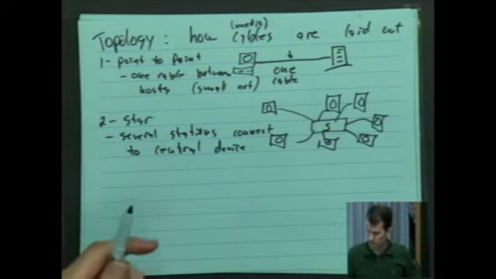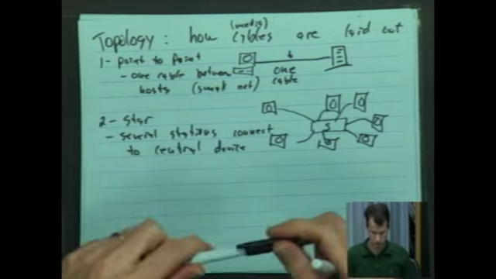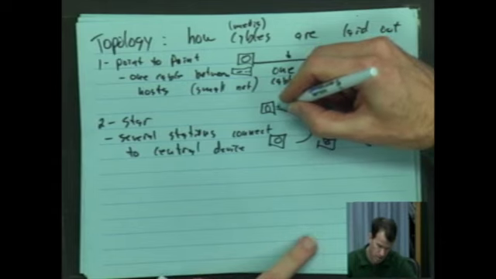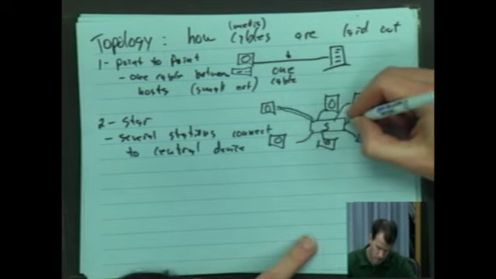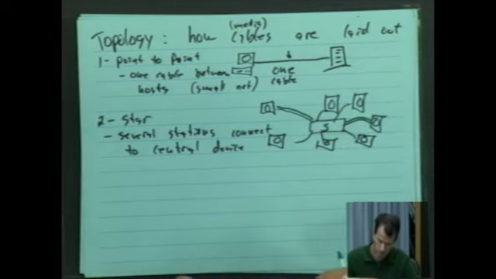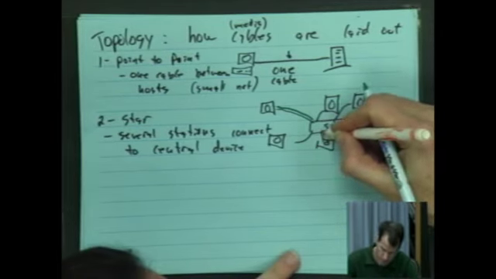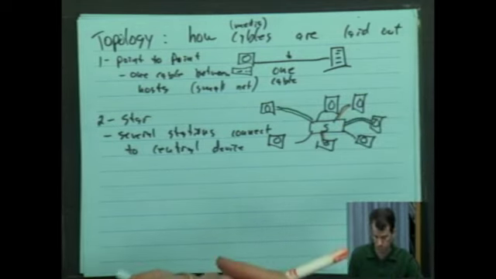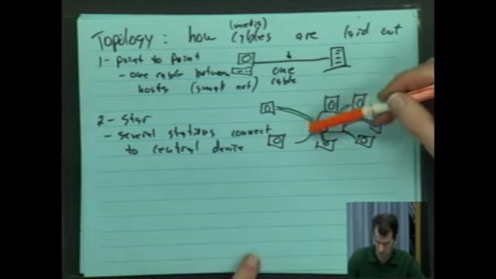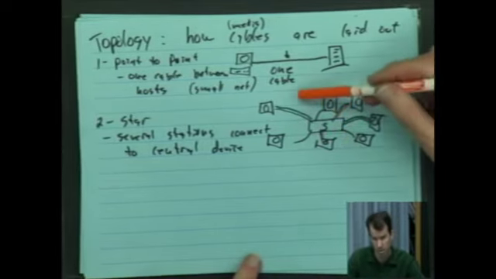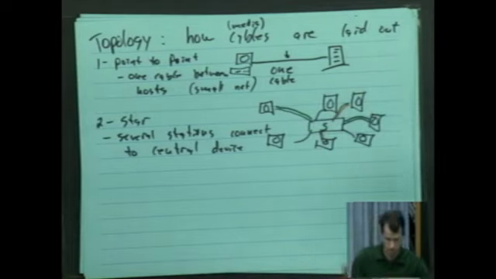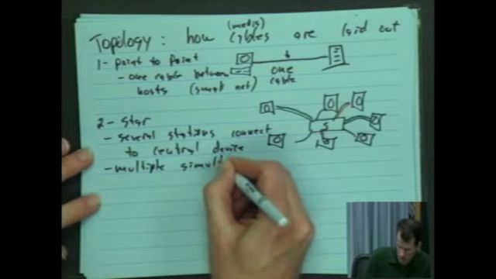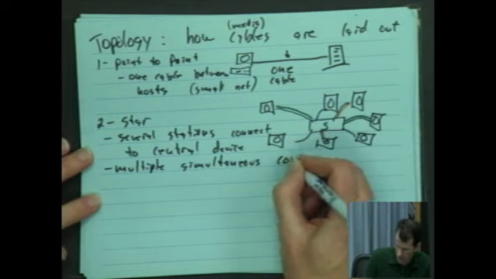The great thing about a star is we have what's called multiple simultaneous conversations. What can happen when we have a switch like this is, for example, this station here can communicate with this station, while at the same exact time, this station here can communicate with this station. Right? Now, we can also see that maybe this station could talk to this one, and if we added another station, they could connect in there too. Okay? So this is multiple simultaneous conversations.